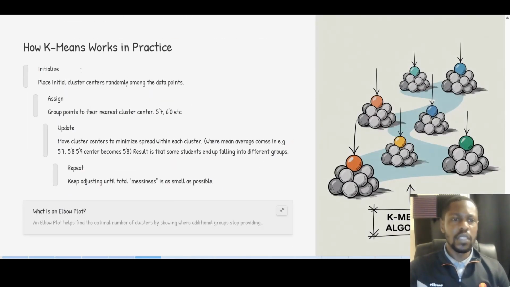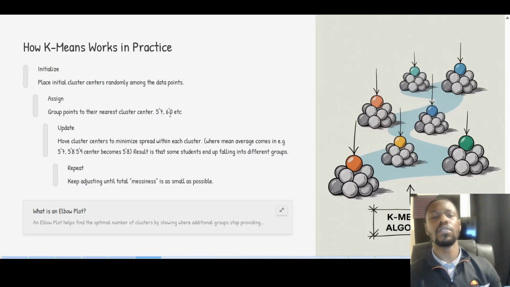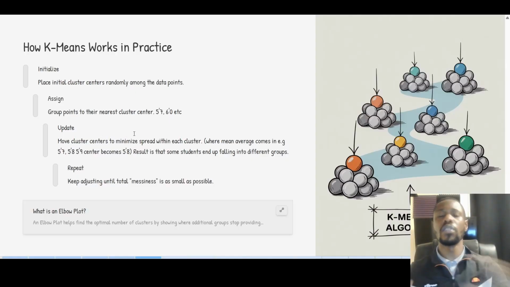So, in more detail, how K-means works in practice. First is to initialize. We initially place cluster centers randomly amongst the data points, as I just gave in that height example. Then we group points to their nearest cluster. For example, we have a cluster of 5'7", and another cluster at 6'0", etc. We start grouping the students according to their height, in which category they best fall into.